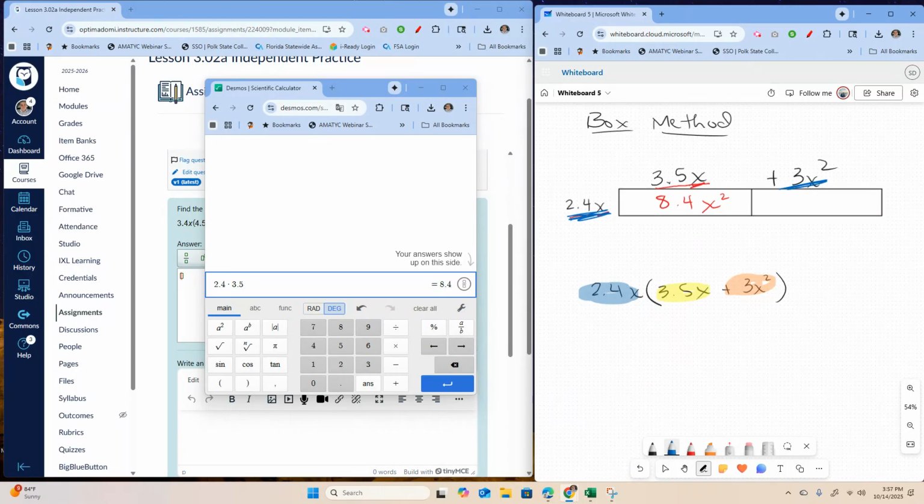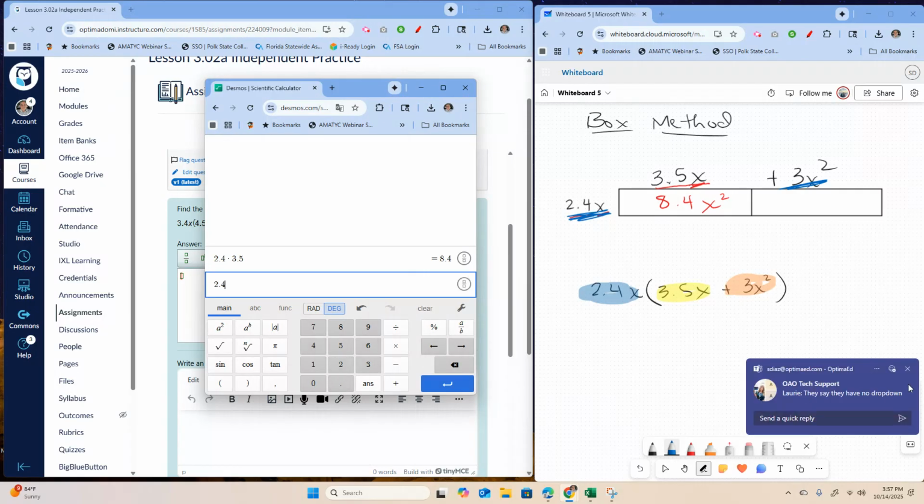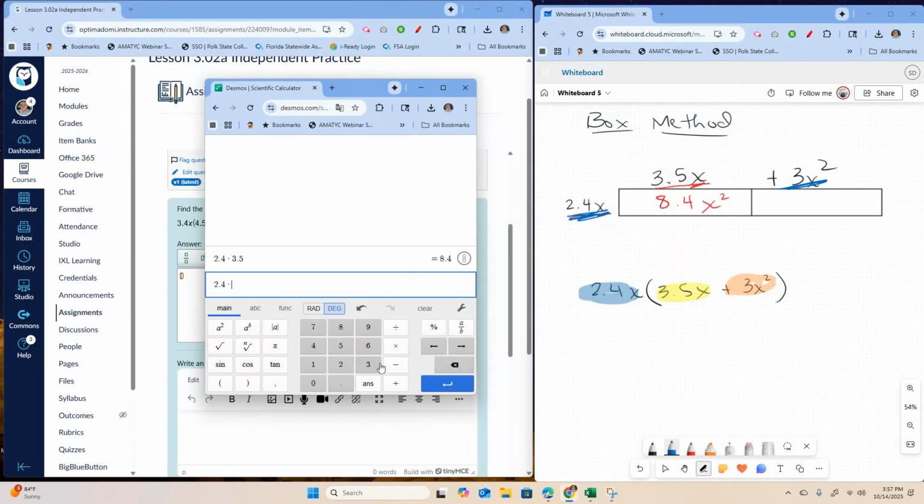See? And then I'm going to multiply the 2.4 with the 3x squared. So 2.4 times 3. So again, calculator, 2.4 times 3. You can see I get 7.2. That's what I'm going to put here, but I'm going to put a plus sign. 7.2. And when you multiply the x by the x squared, this x, when you do not see an exponent, is 1. This x has exponent 2. So you add the exponent. So that will be x to the third.